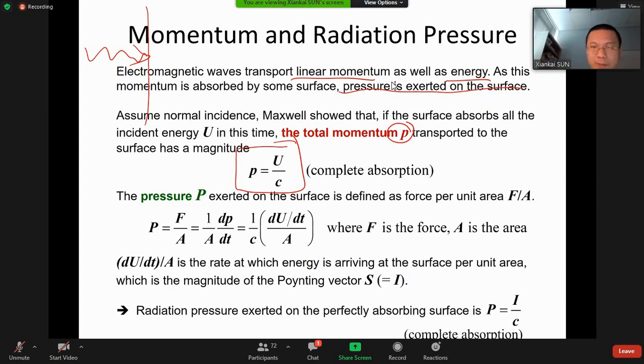The pressure P, still P, but we use a capital letter. The pressure P exerted on the surface is defined as force per unit area. Right? So P is equal to F over A. And what is F? F is the force. Force is equal to dP over dt.